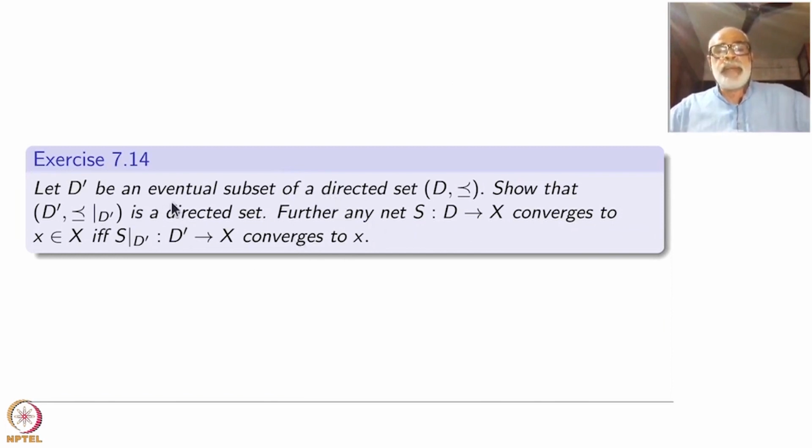Here is an exercise. Let D prime be an eventual subset of a directed set D. Show that D prime with the same partial ordering, the same direction restricted to D prime, is a direction on D prime. So this becomes a directed set. This is something non-trivial I have to show, but it is not difficult. Further, take any net S from D to X. The first part was only about the eventual subset inside the directed set. Now you take a net defined on D inside X, which converges to x belonging to X. Then the restricted net also converges, and conversely. So this is also not difficult.